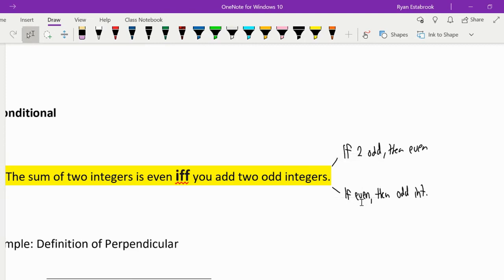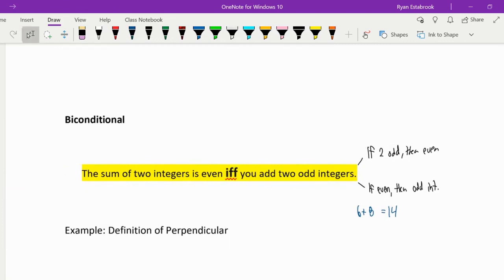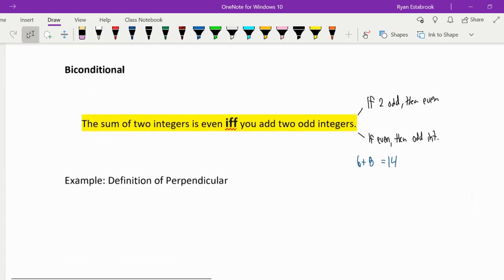If I have an even answer, did I get there by adding two odd integers? So if I can find a counterexample where I have a result that's even, so two numbers, let's say, that add up to 14, but the two numbers that got me there weren't odd integers, maybe like 6 plus 8, then I just disproved this biconditional. I found a counterexample where the hypothesis worked, but the conclusion didn't. It's not very often where you can use a biconditional. In fact, generally the only time we use biconditionals is for definitions.